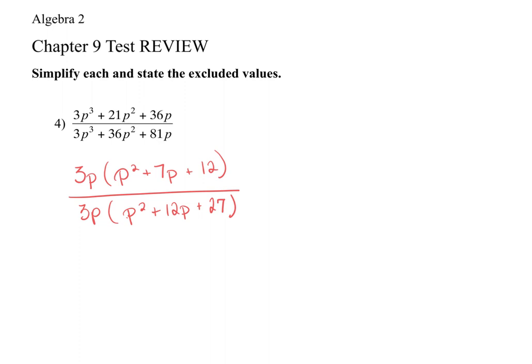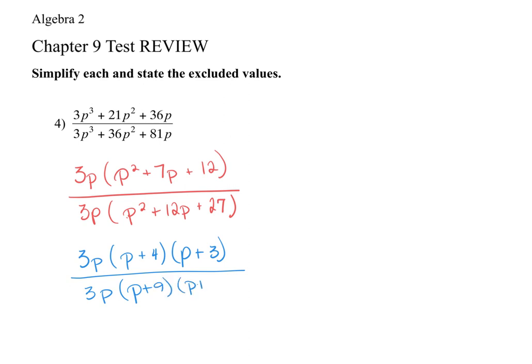All right. Before I do anything, I need to make sure I factored completely, which I have not. So I am going to continue to factor here. I'm going to look at that 12 and say factors of 12 that add up to 7. So this is going to be factoring to p plus 4 and p plus 3. In the denominator, factors of 27 that add up to 12, that's going to be p plus 9 and p plus 3. And so this is completely factored.